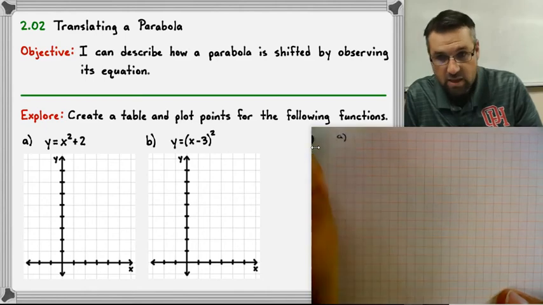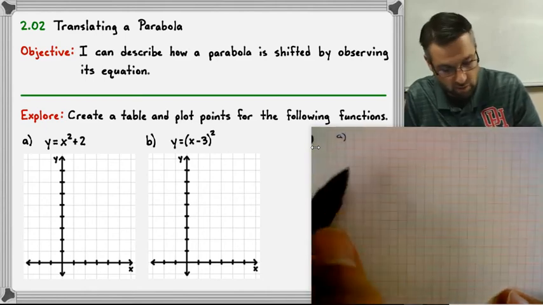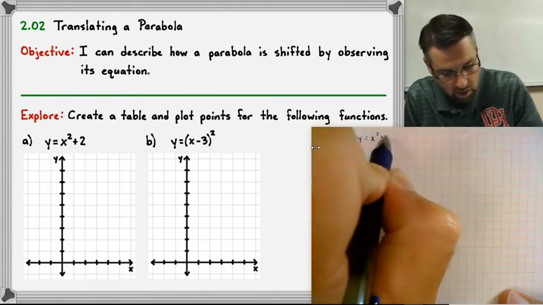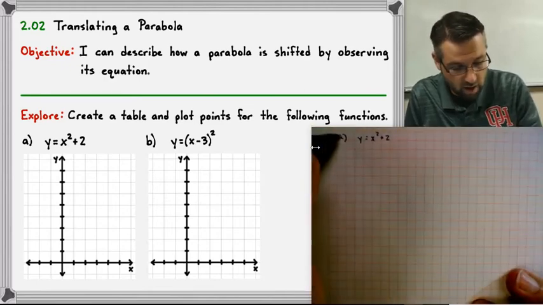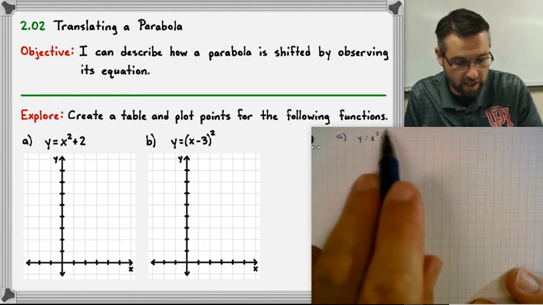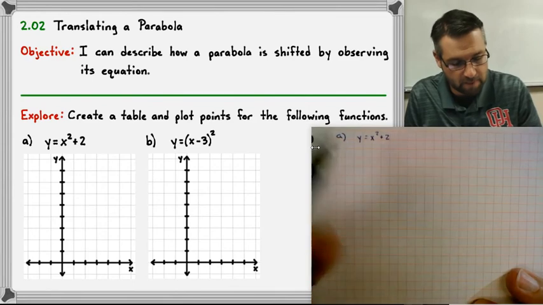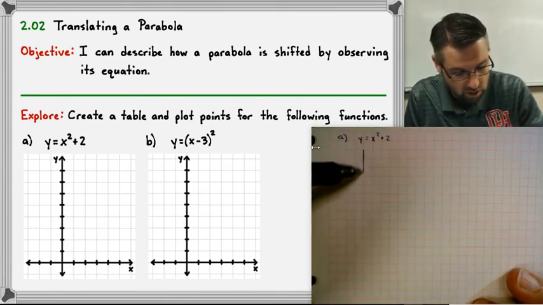it says that we need to create a table and plot points for the following function. So we have y equals x squared plus 2. Now from yesterday, you should be familiar with being able to graph this. We can see that we have a y-intercept of 2, and that in this case happens to be our vertex. But we're going to go ahead and create a table nonetheless to make sure that we know what we're doing.